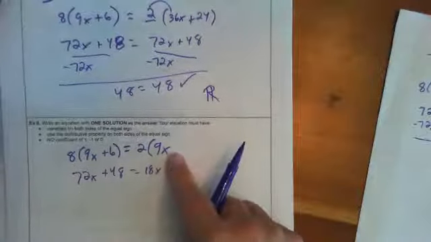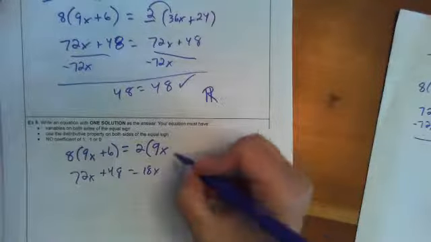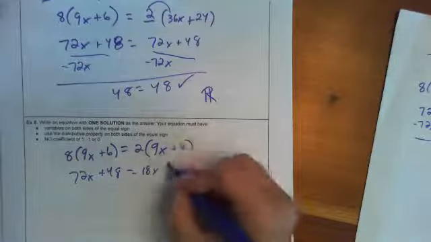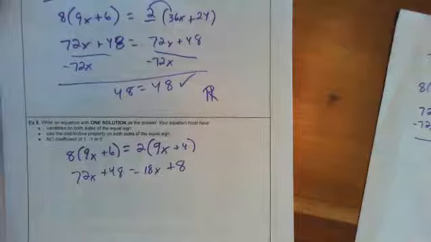And let's see, what other number could we pick? We don't want 48. Let's just pick a little number. You could have picked anything you want. We could have different answers, and that's okay. Plus 8. Okay, go ahead and solve this guy.